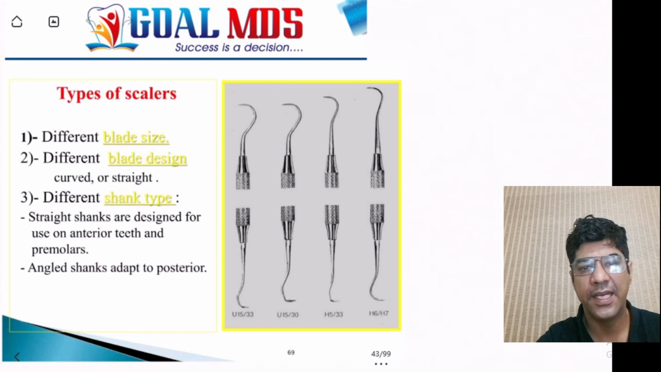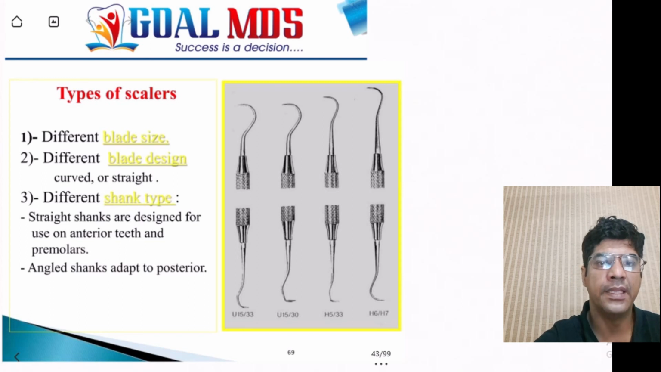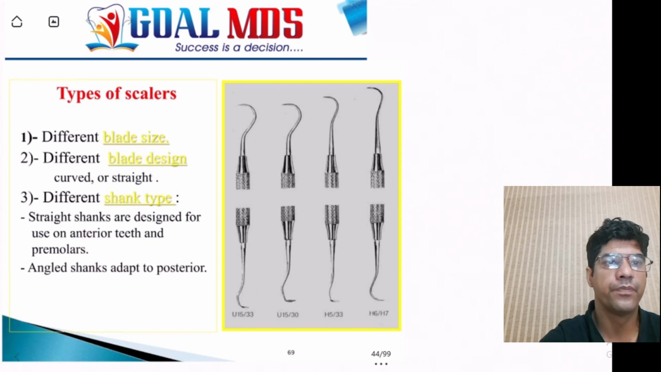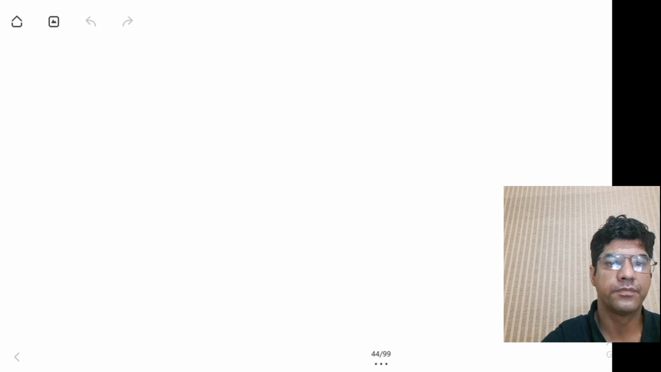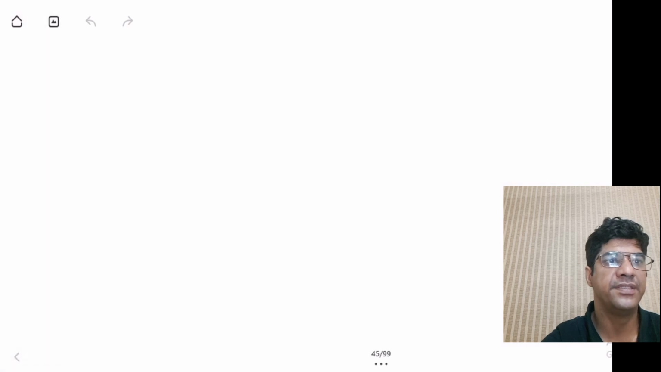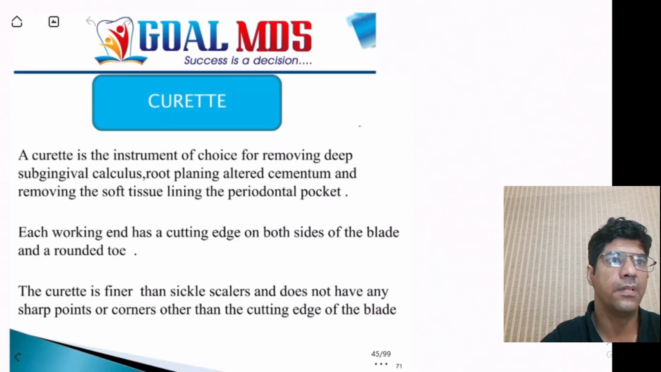Another is the Morse scaler. It is characterized by a small miniature blade, useful in the mandibular lower jaw anterior region where the interproximal space is narrow. So these are the various types of sickle scalers available according to blade design.